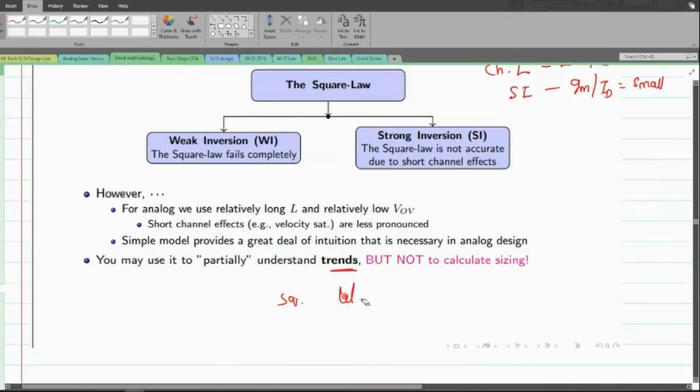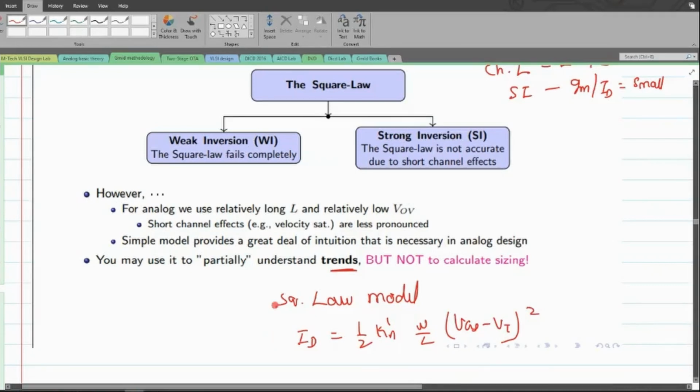Whenever I'm using the square law model, I know that the current flowing between the source and the drain is defined by a few parameters. Namely, I need to know the kn dash value, the length and the width, which are in our control, and the value of VGS minus VT. So these are a very small set of parameters that I need to calculate the current expression.